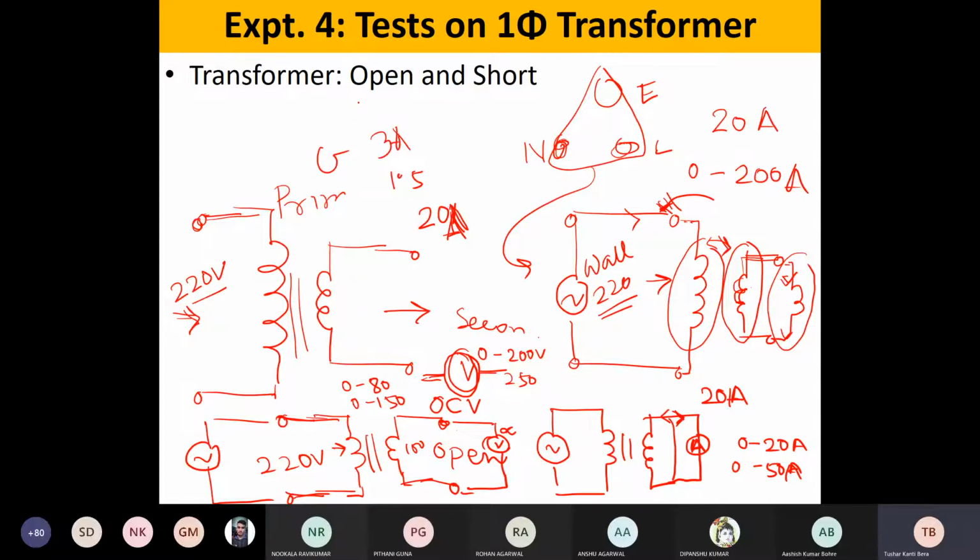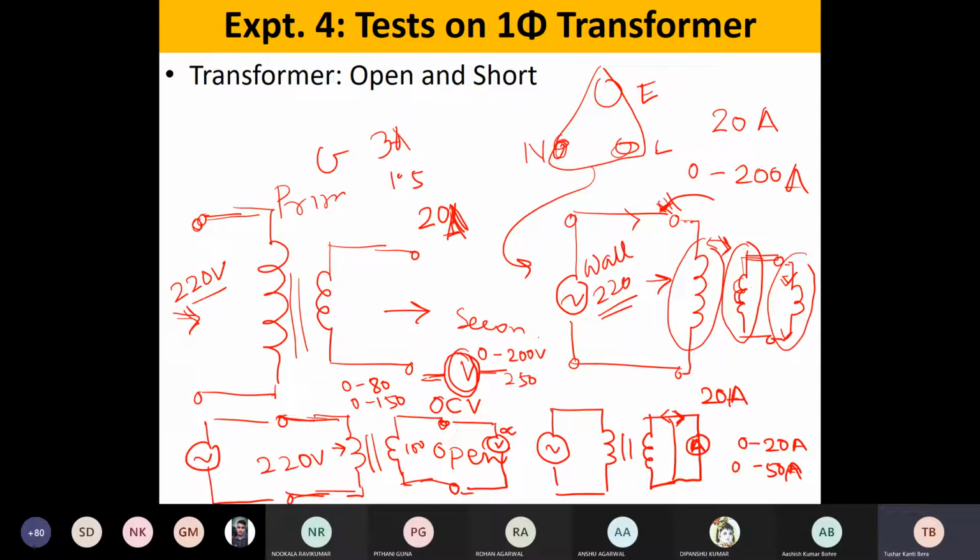So this is about the very basics of the short circuit condition and open circuit condition of the transformer. And as we have already discussed, the open circuit test is conducted to estimate the iron loss, and the short circuit test is conducted to estimate the copper loss.